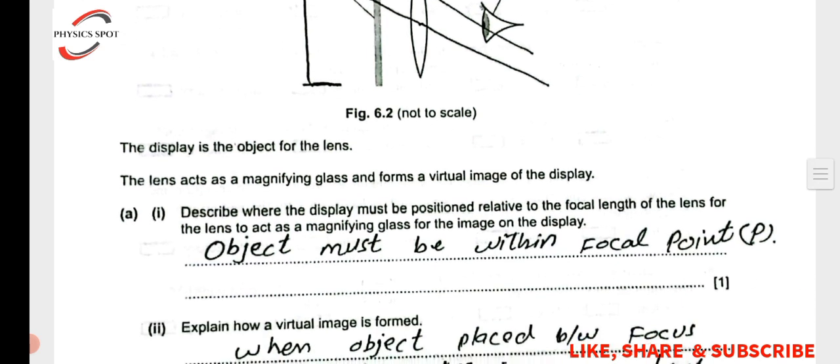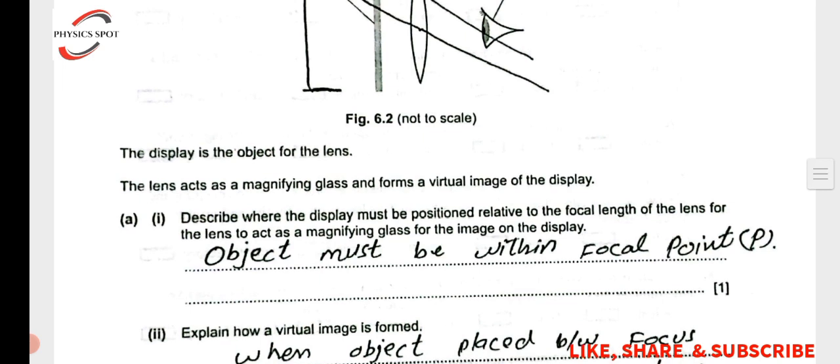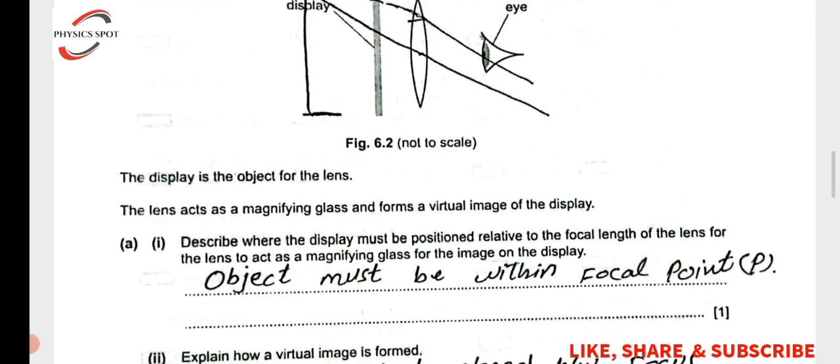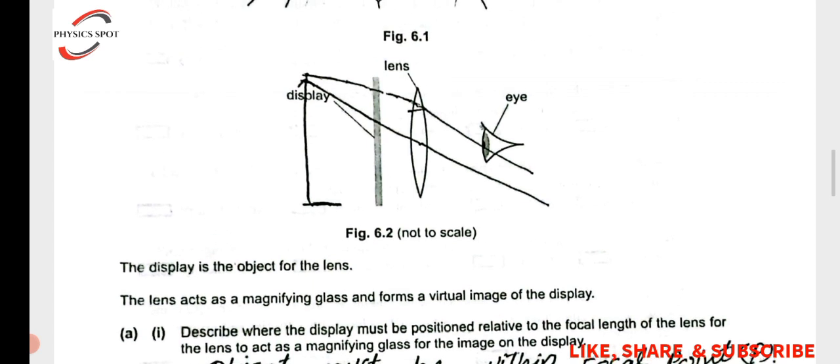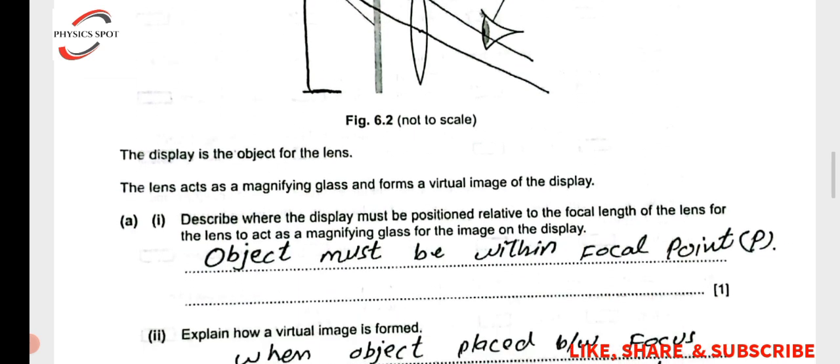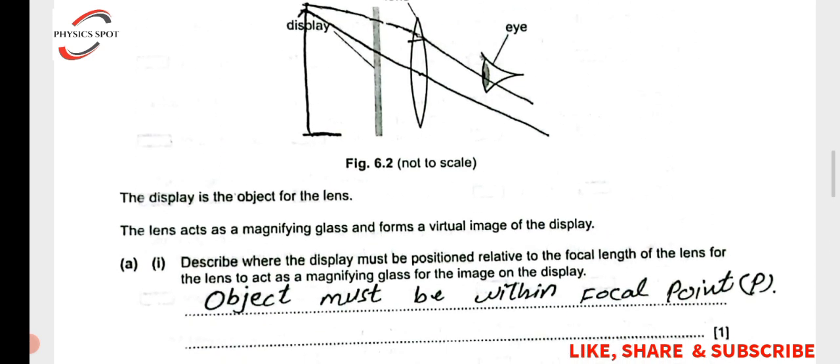So describe where the display must be positioned relative to the focal length of the lens for the lens to act as a magnifying glass for the image on the display. Object must be within the focal point. Okay, and as the display arrow's line is shown on the left side of the lens, this may be the position of the image.